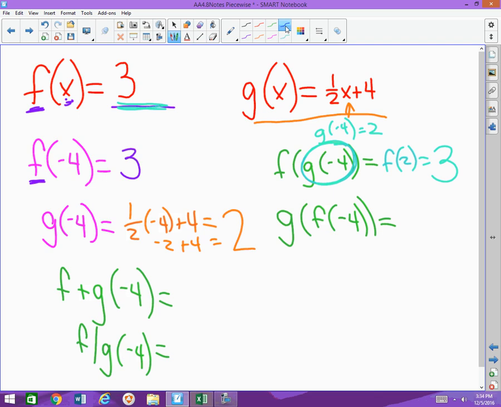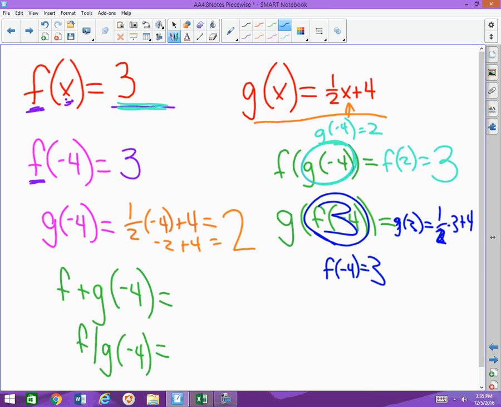Doing the other one, g f of a negative 4, or g composition f of a negative 4. First, we have to find out what is f of a negative 4. Well, f of a negative 4 is equal to 3. And so now we're trying to figure out what is g of 3. And 1/2 times 3 plus 4. Half of 3 is 1.5 plus 4 is 4.5.